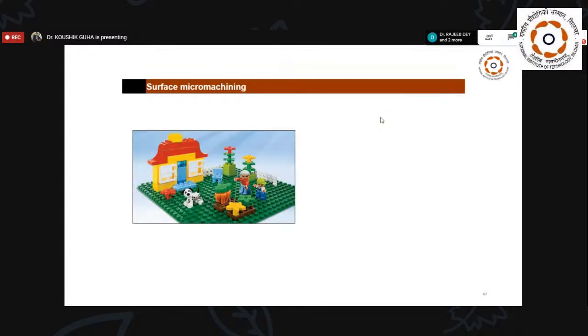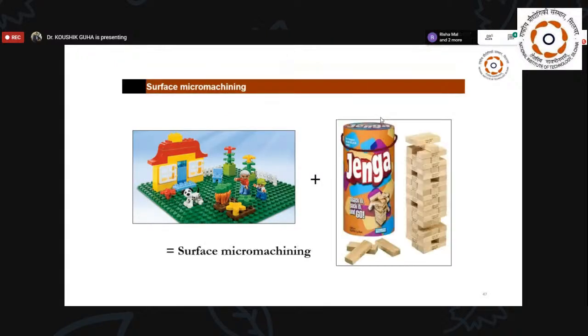Another example of surface micromachining we can see in our household: our kids are very fond of playing with building blocks. The green plate behaves as a silicon wafer, and on the green plate we can make our own houses and structures. We will not disturb this green plate; on top of it you can make your own structure. So this is nothing but a surface micromachining technique.